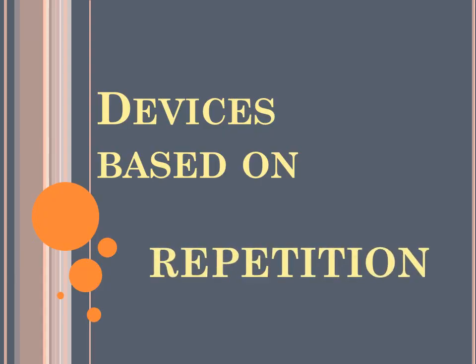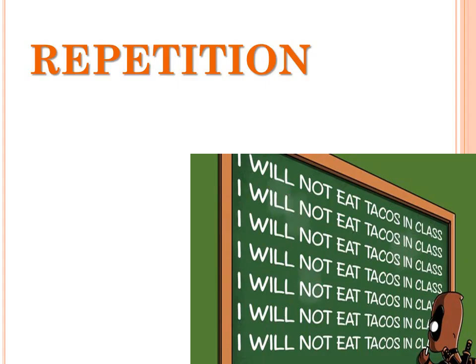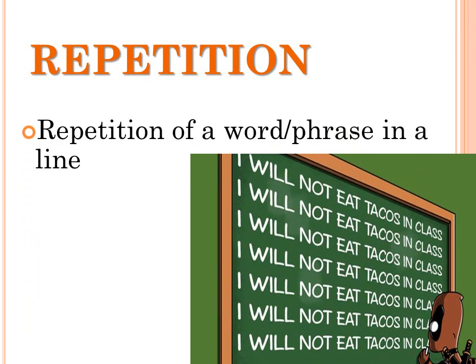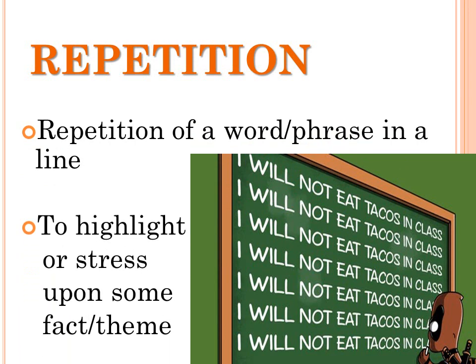Devices based on repetition. First of all, we have repetition. This is simple. And in this, a word or phrase is repeated in the same line. And it is used to highlight or stress some fact or theme of the poem.